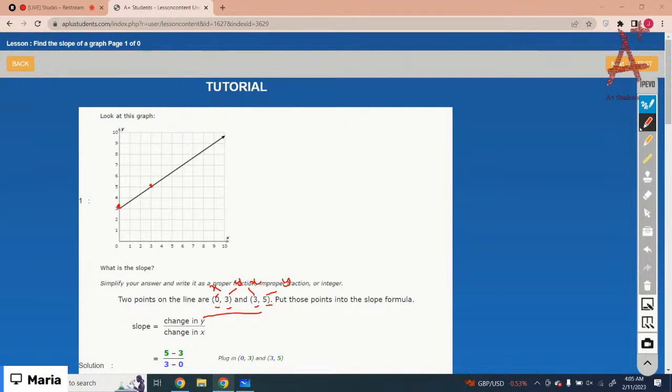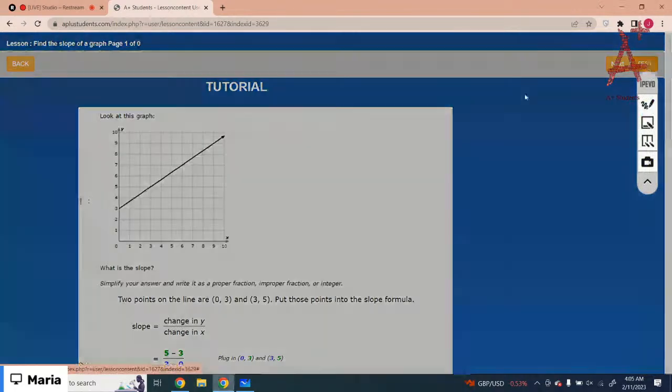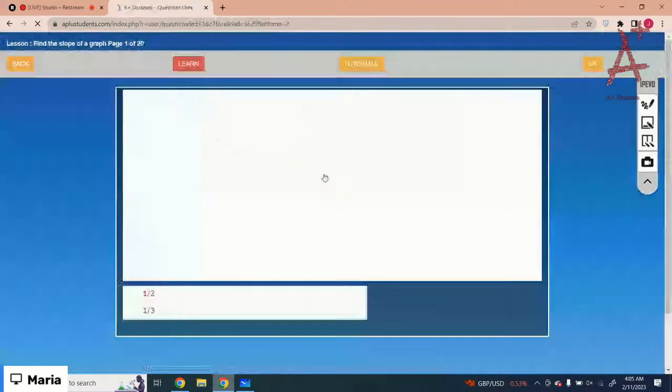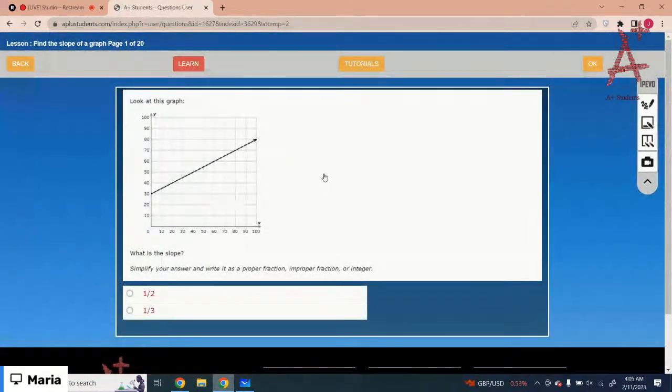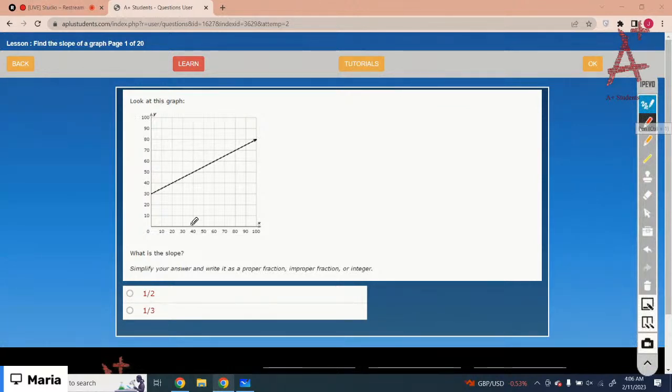So let's start with the examples. Okay, look at this graph. What is the slope? You are given a graph, and you have to calculate the slope of the graph. Got it? Just select any 2 points on the graph. The first point on the graph is this one, where x is 0 and y is 30.